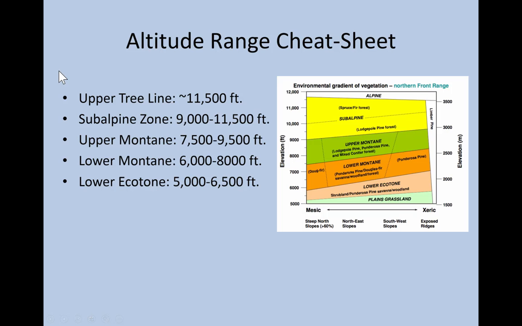If we move downslope from the upper tree line, we'll come to a subalpine zone between about 9,000 and 11,500 feet, an upper montane zone between 7,500 and 9,500 feet, a lower montane zone between 6,000 and 8,000 feet, and a pretty broad lower ecotone between 5,000 and 6,500 feet.